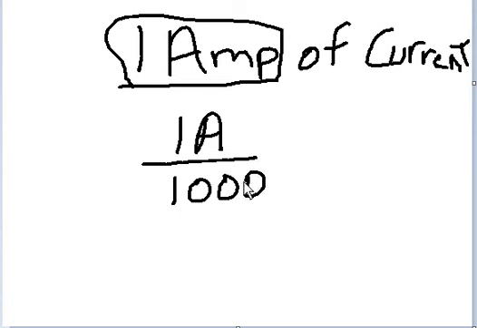And what would you call this? 1 amp over 1,000? No, of course not. You would call this a milliamp. A milliamp. Wow, you say that's not too big, a milliamp. Well, you're right. Numerically speaking, this looks pretty small.